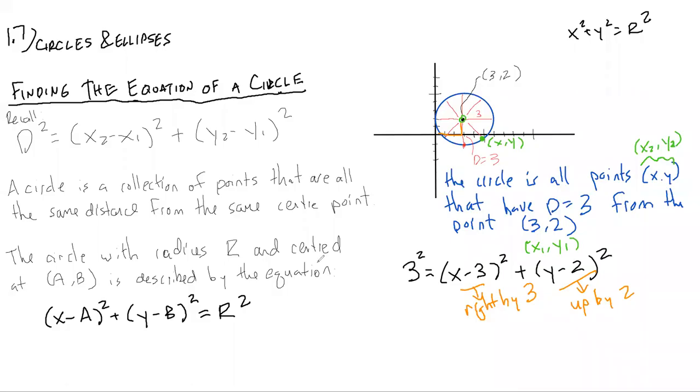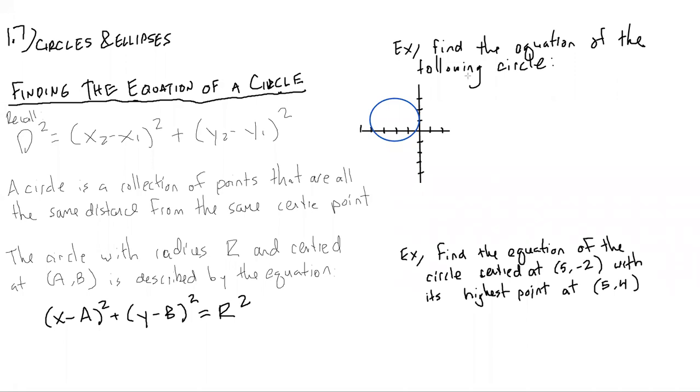Okay, so in general, the circle with radius r and centered at the point (a, b) is going to be described by this equation here: x minus a squared plus y minus b squared equals r squared. So in this example on the right, it's centered at 3, 2, so a is 3 and b is 2, and the radius is the distance. So that's just a quick way that we can put these equations together. So I'll do a couple examples.